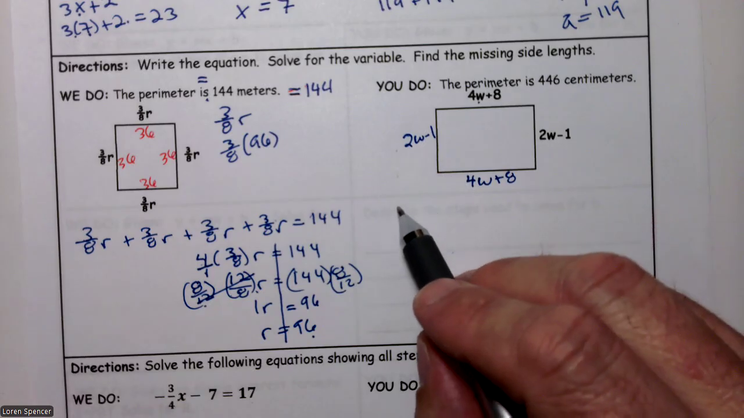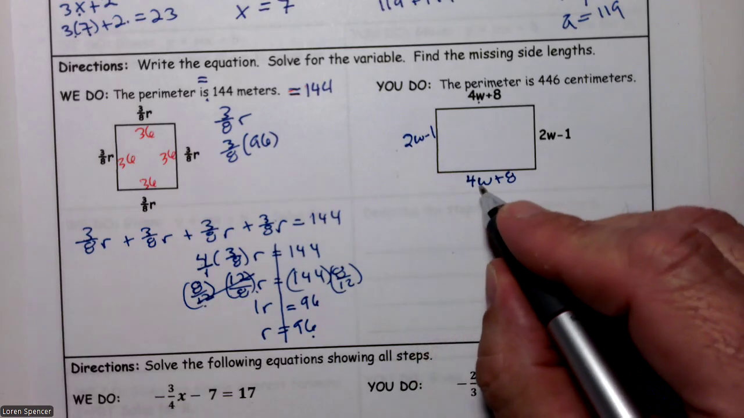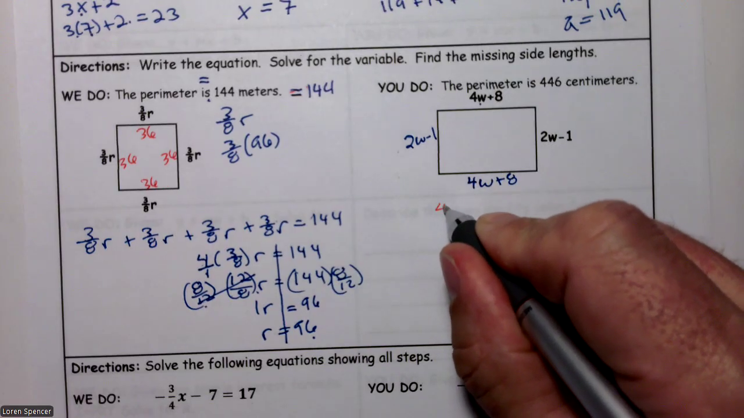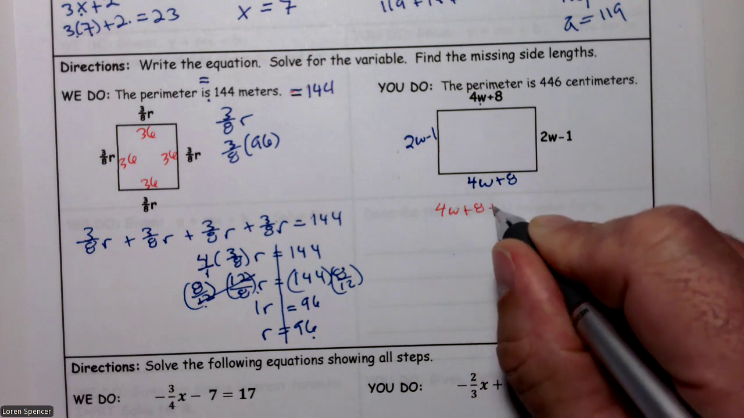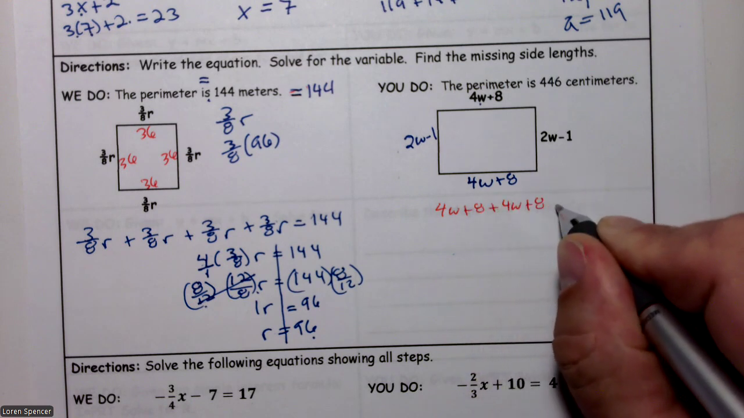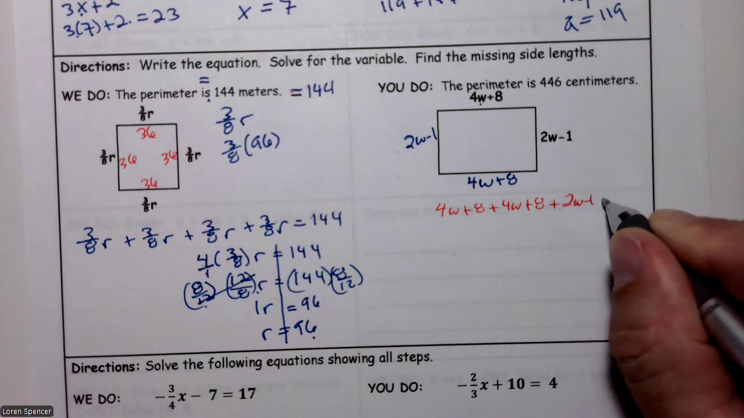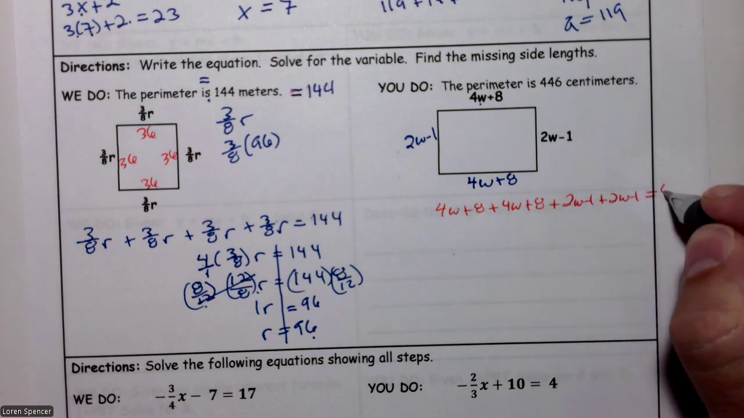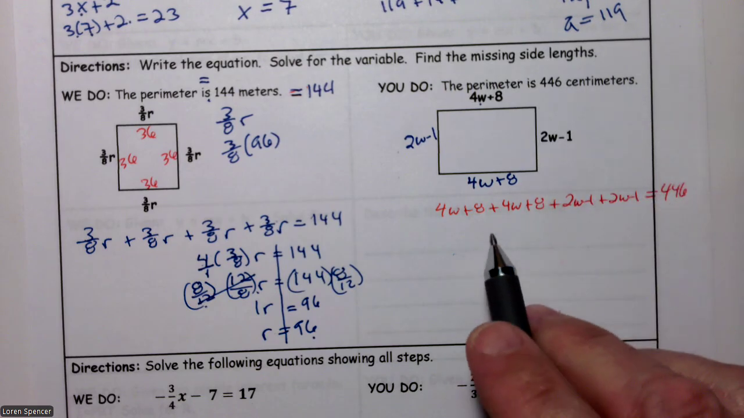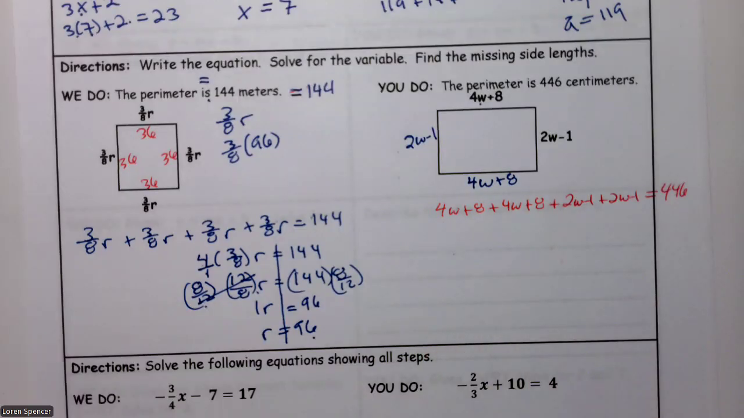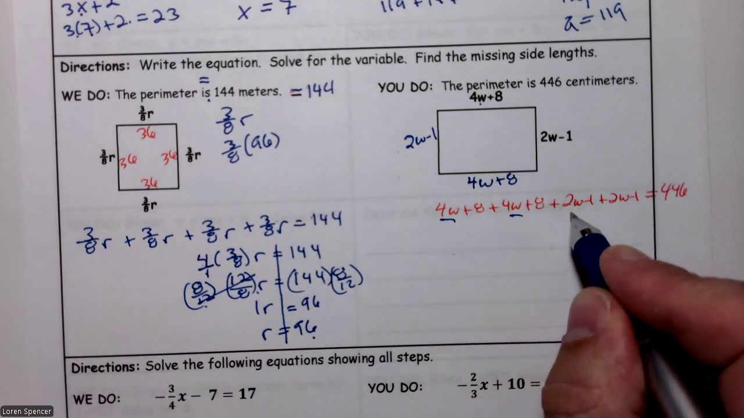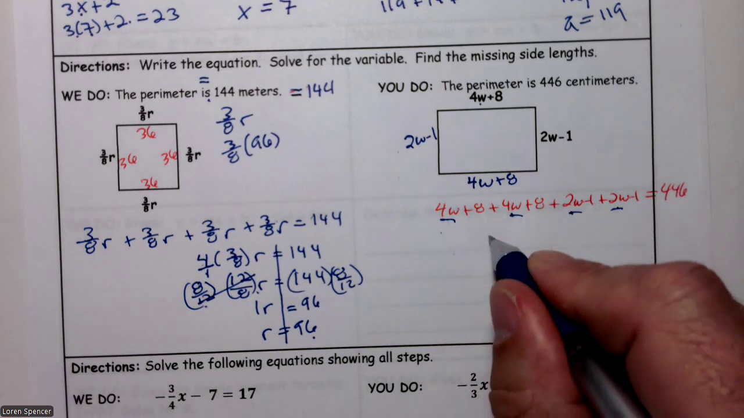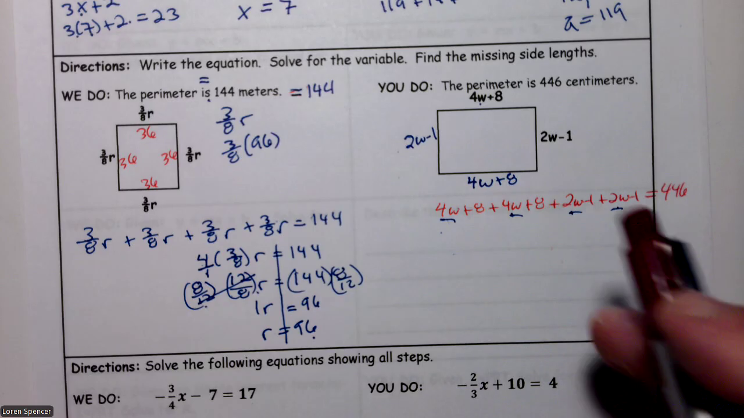Because I'm running out of room, I'm going to do this one in red, because I think things are going to get a little squinched up. So 4W plus 8 plus 4W plus 8 plus 2W minus 1 plus 2W minus 1 equals 446. Well, I can combine the W's, because these are like terms, 4W, 4W, 2W, and 2W. 4 plus 4 is 8, plus 2 is 10, plus 2 more is 12. So now I have 12W.